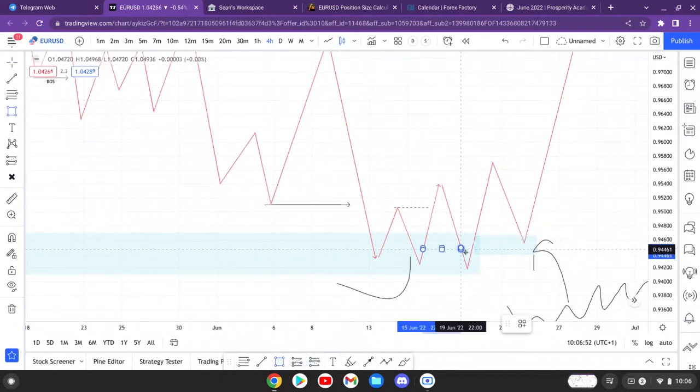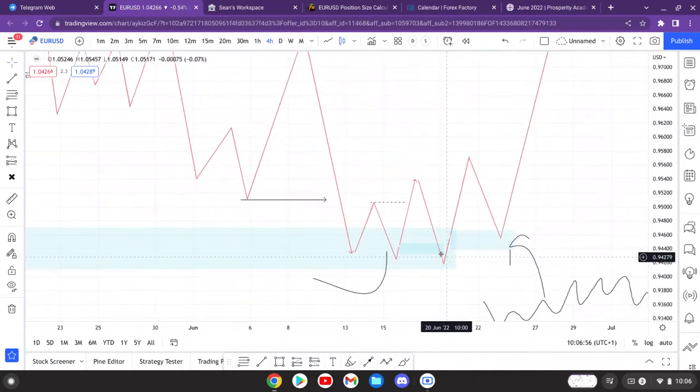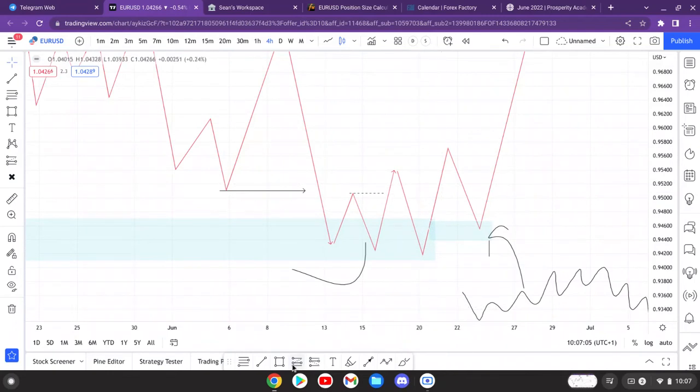You could, obviously, this is a 15-minute. You could wait for 1 minute confirmations in here. Okay, we didn't get 1 minute confirmations, or even if we did get a 1 minute change of character or break of structure, you could enter. Minus 1R. Cool, that's fine. And then we go again.